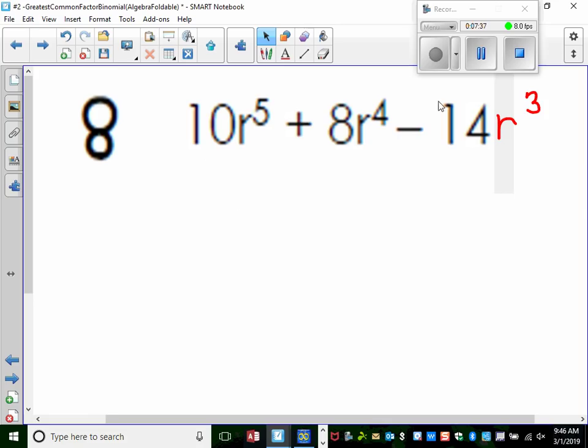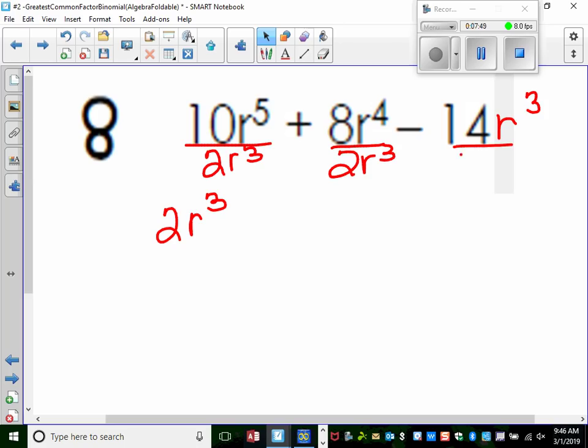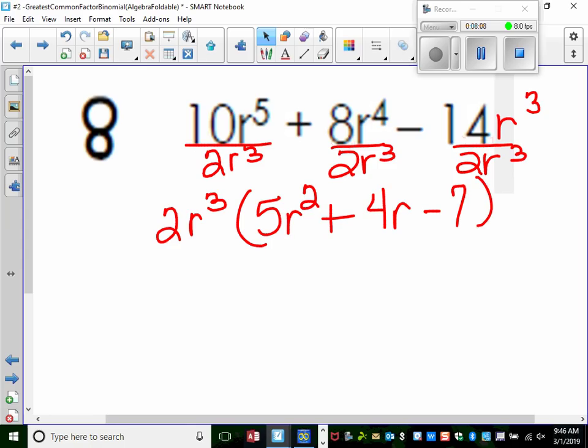And what number can go into all of these even numbers? 2. So you're dividing by 2r to the third for each one of these. Okay, so when I divide the first term by 2r to the third, that's going to give me 5r to the second. 8 divided by 2 is 4. Subtract by exponents, I have 1 left. And then here will just be 7. Okay, so just dividing each one by 2 and then subtracting 3 from each one of the exponents.